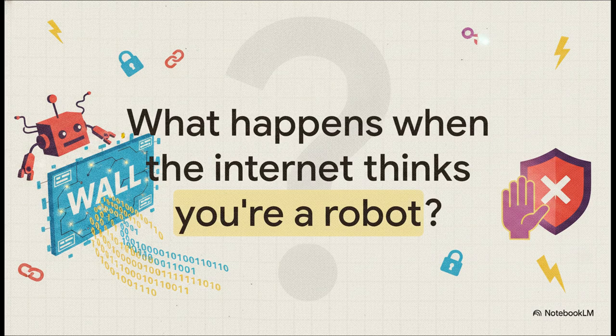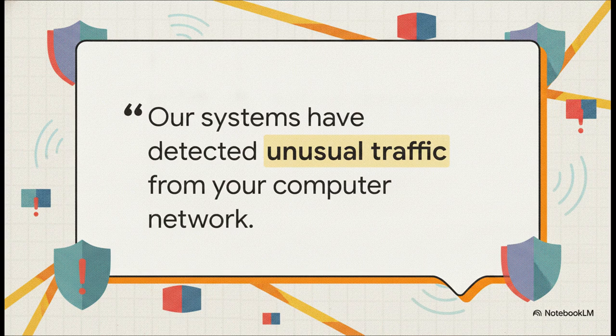That's exactly the scenario we're diving into with our source material today. It's a classic digital standoff between an everyday user and a highly sensitive automated gatekeeper. This right here brilliantly captures the exact moment that digital tripwire gets tripped. Our systems have detected unusual traffic from your computer network. It's such a stark, uncompromising message.